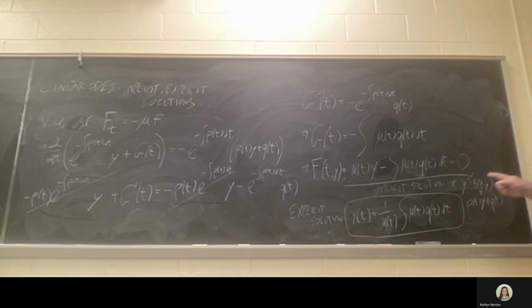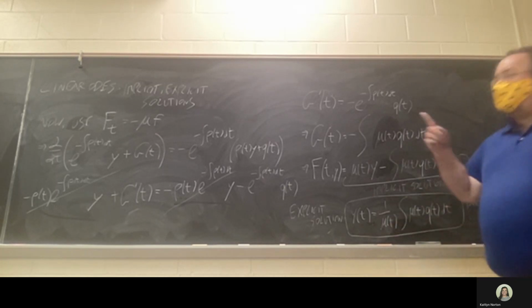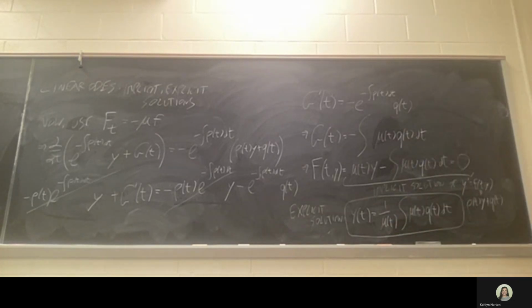And the nice thing is, we already know the formula for mu, it's an exponential. Because it's an exponential, it's never zero. So dividing by mu is not going to cause a problem.